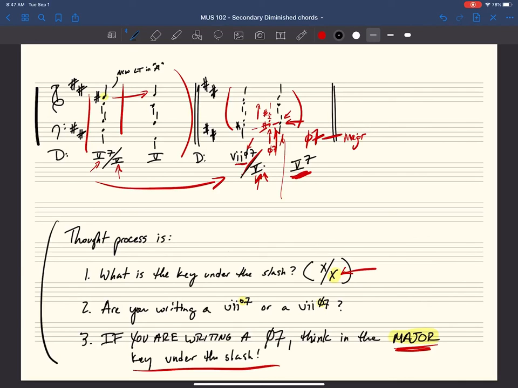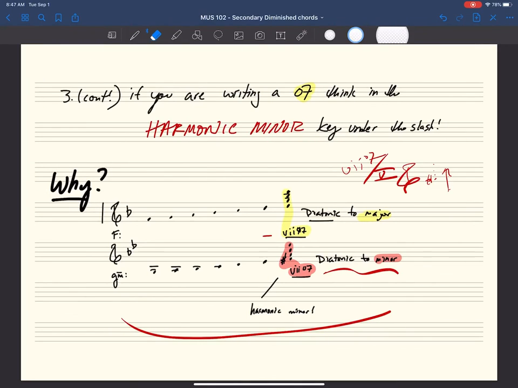Okay, what key are you in? You're in the key of the 5. The 5 is F, right? Then you think, okay, cool. Are we building a fully diminished 7 or a half diminished 7 of F? And then you think, okay, cool. If we're building a fully diminished 7, we need to think in F minor. If we're building a half diminished 7, we think in F major.